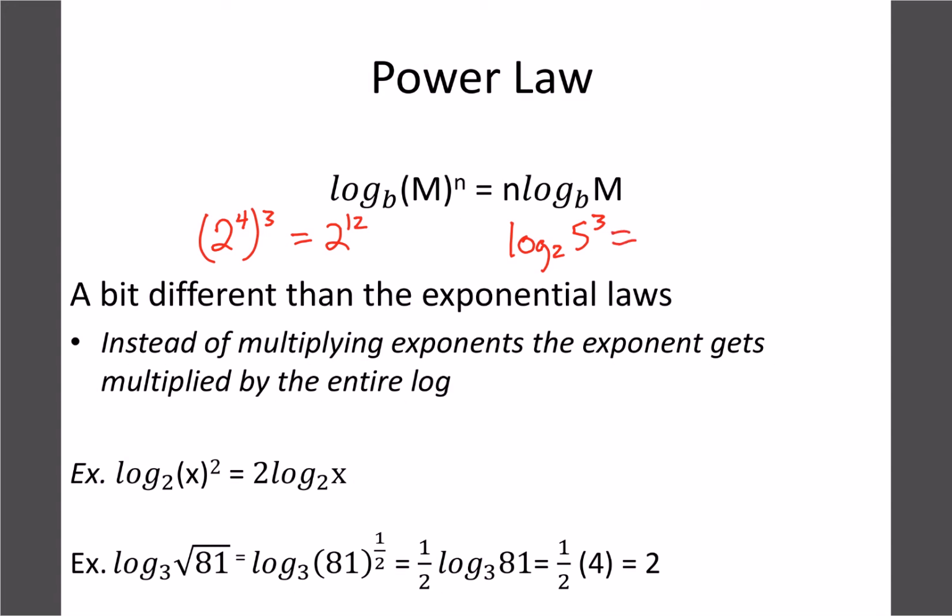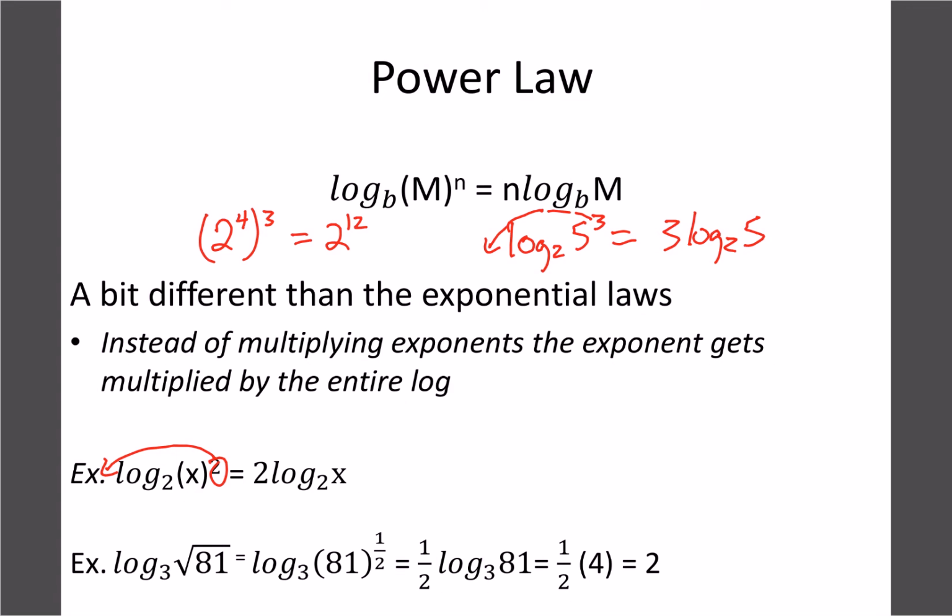So with that log law, we only have one exponent, so that 3 gets multiplied by everything. So it ends up being 3 times log 5. We were just taking that exponent and moving it to the front. So if we look at these examples, we got an exponent of 2, we bring it down in front, so we get 2 log 2 of x, and that's it.